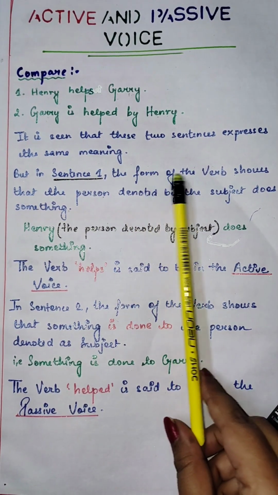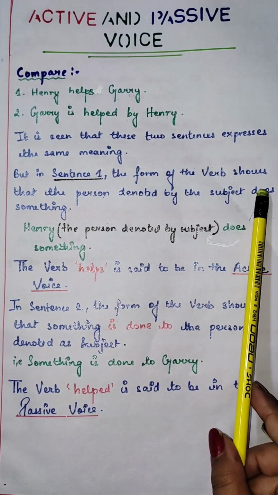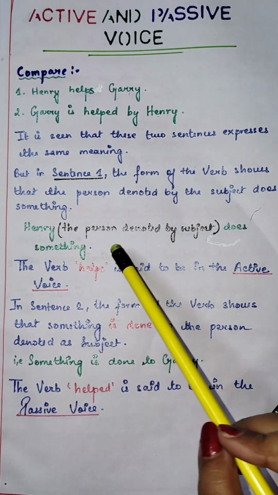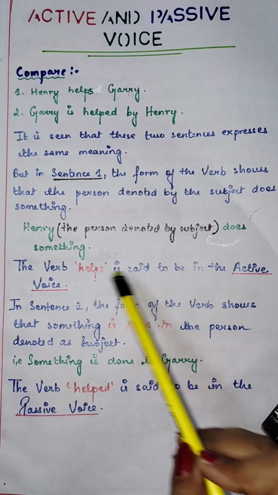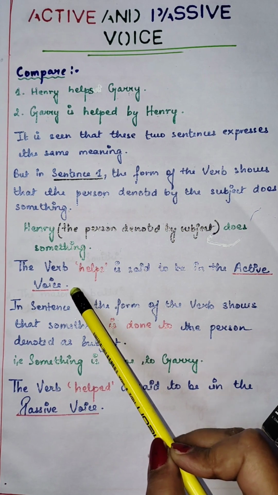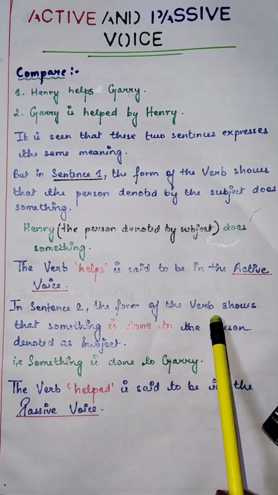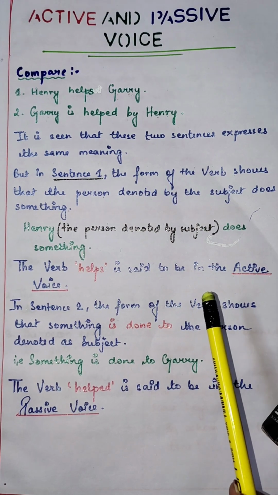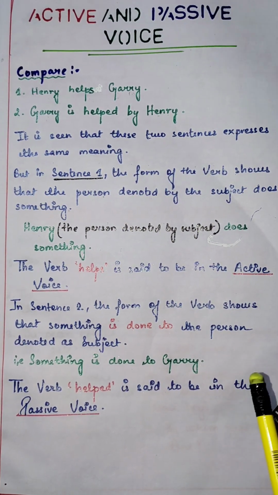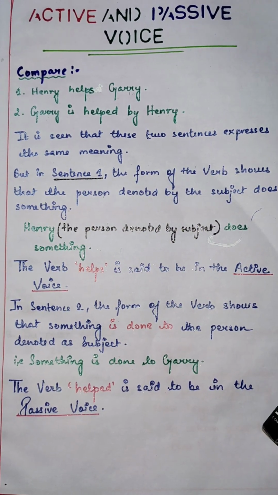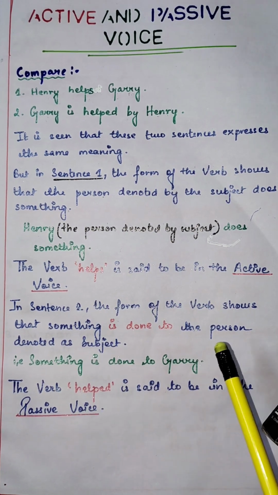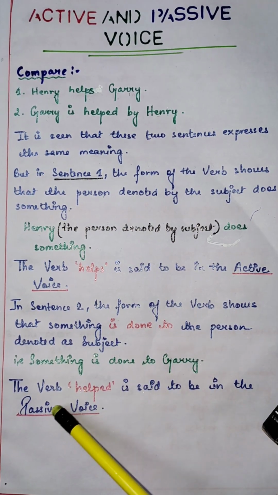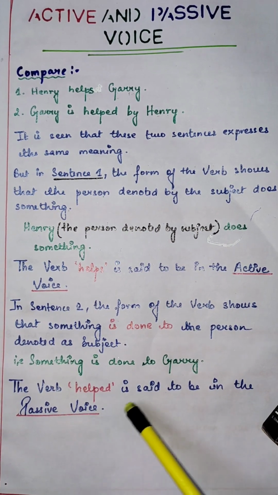In sentence 1, the form of the verb shows that the person denoted by the subject does something, which means Henry, the person who is the subject, does something. He helps Gary. The verb helps here is said to be in the active voice. Okay? And in sentence number 2, the form of the verb shows that something is done to the person denoted as subject. In sentence 2, you will see that Gary is helped by Henry. It is the same thing but written in a twisted manner, which means Gary is being helped by Henry. The form of the verb shows that something is done to the person. The verb helped here is said to be in the passive voice.